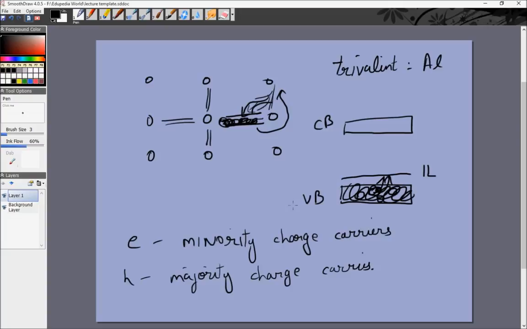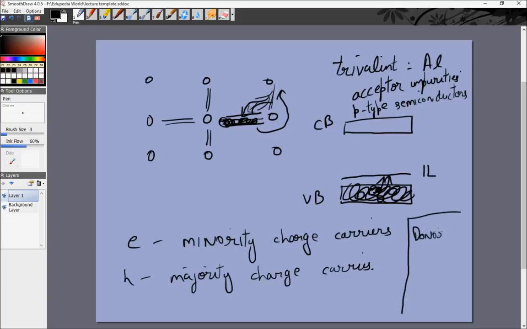These impurities, which take a hole, trivalent impurities, are called acceptor impurities. And such semiconductors are called p-type semiconductors, because holes are the majority charge carriers which are positively charged. The impurities like phosphorus are on the other hand called donor impurities, and the semiconductors of this type are called n-type semiconductors.